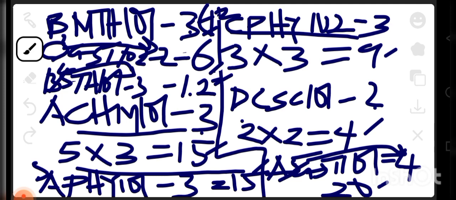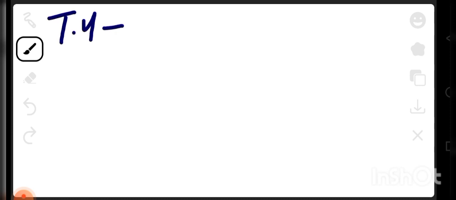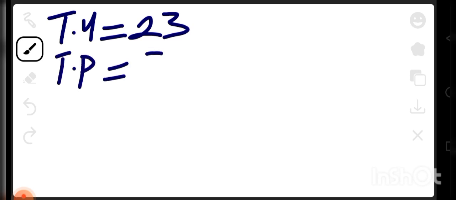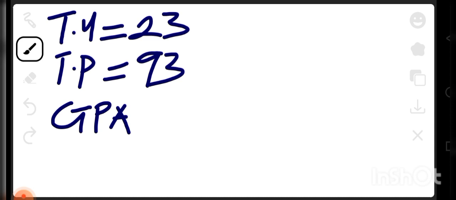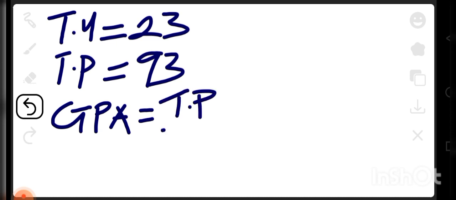So the next thing we're going to do now is to calculate the GPA. Let's look at the GPA to see what we're going to have. Now look at it. Total unit was equal to 23. I don't know if you can still remember that. Then total point, 93. So GPA for this semester will be equal to the total point divided by total unit. That's how to calculate it.